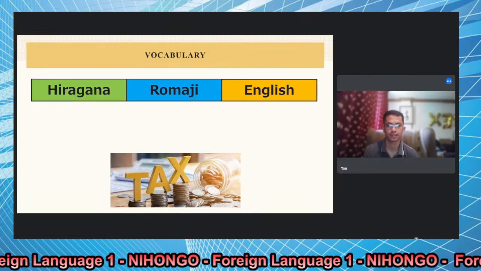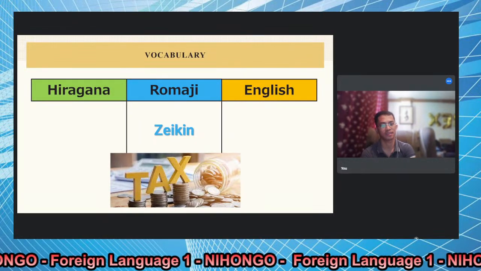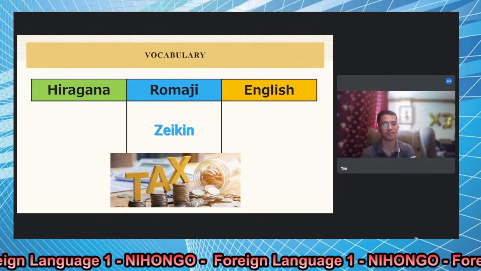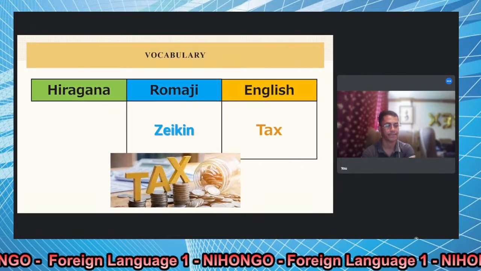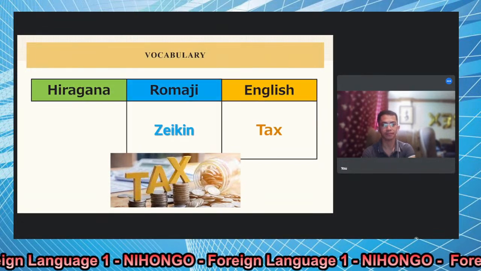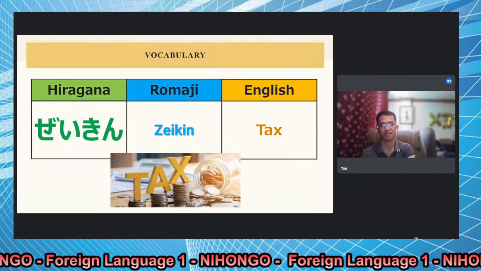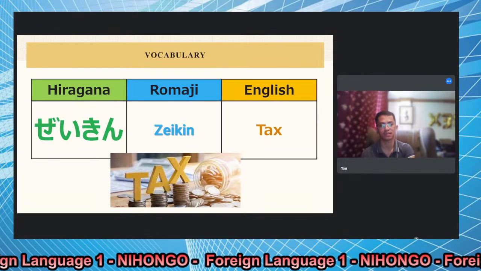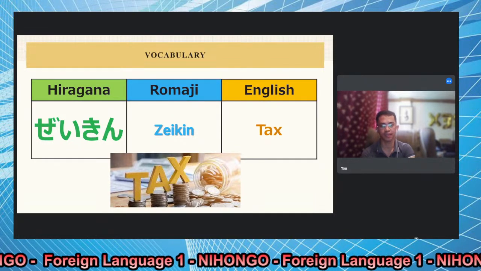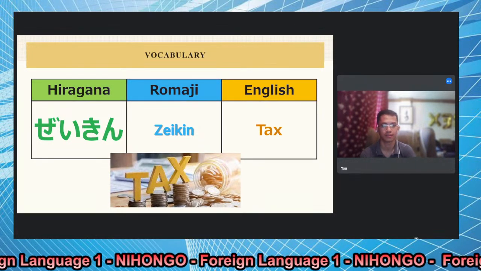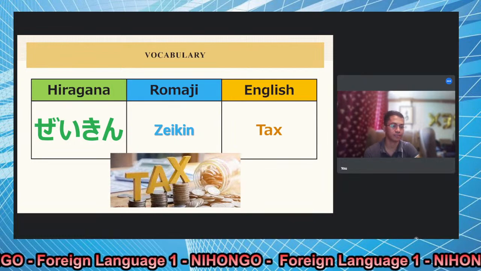Next. Zeikin. Zeikin in English is tax. And it is written as se plus tenten, which is ze, and then i, ki, and then n. Zeikin.